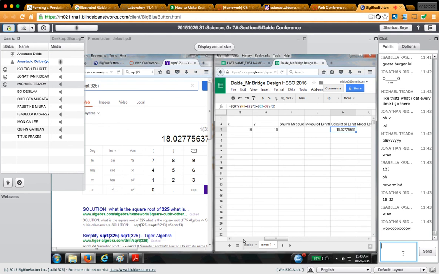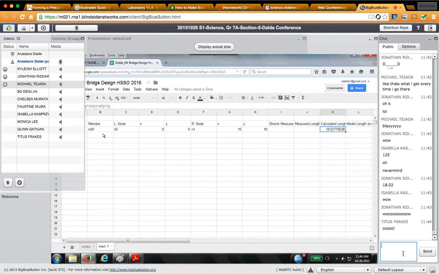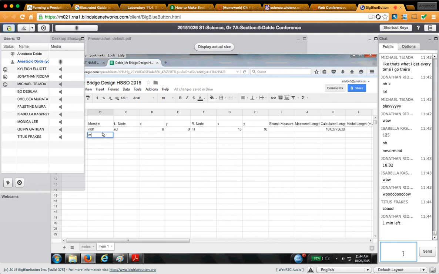And then let's say, all right, let's do another member. Another member in our thing was M2 or 1, 2. And that was going from node 1 to node 2. And node 1 was at coordinates 15, 10. And node 2 was at coordinates 25, 10.